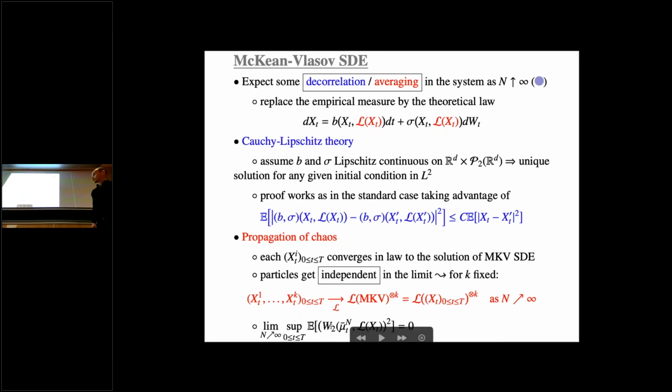Explicitly. And a side result. Sorry about this black button, it's going to disappear. So the side result is that the empirical measure of the system converges, for some suitable topology, towards the law of the McKean-Vlasov equation. So you have everything that you want.